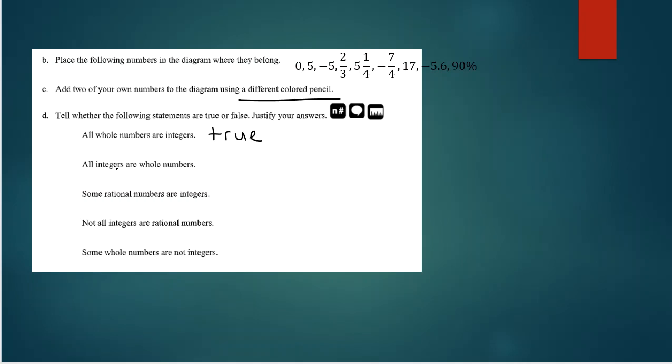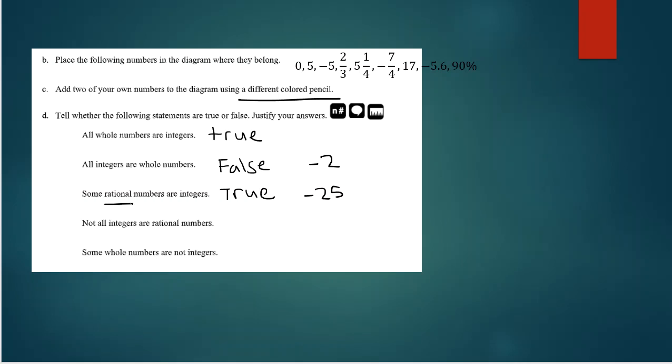All integers are whole numbers. That one is actually false. Okay, if we have the number -2, -2 would be considered an integer, but it is not a whole number. Remember, whole numbers are positive, all the positive numbers, including 0. Okay, some rational numbers are integers. That would be true. Okay, some rational numbers are integers, not all rational numbers, but the rational number -25, we could say that's an integer.